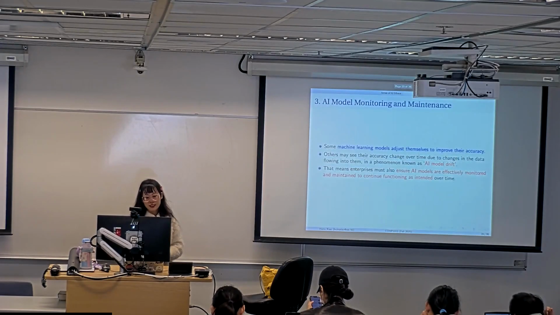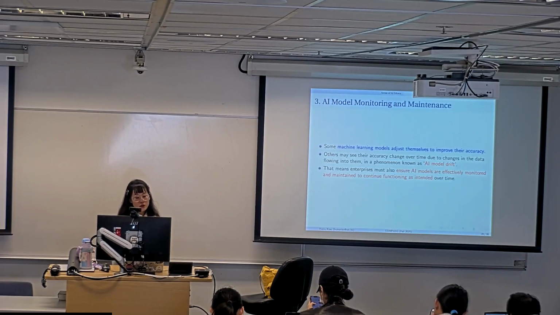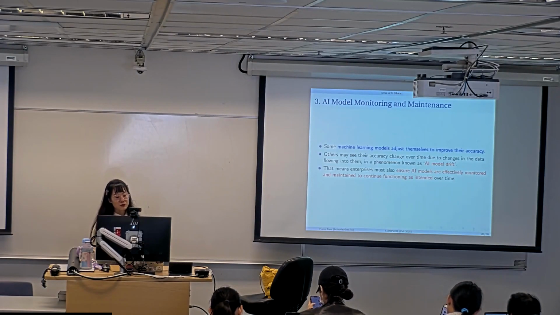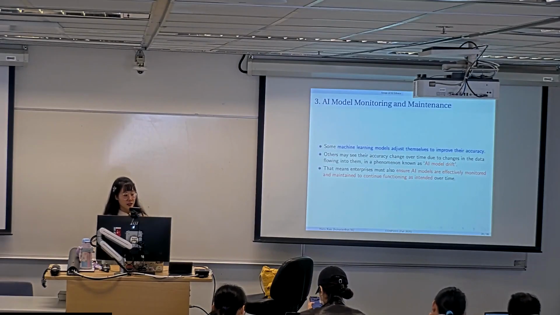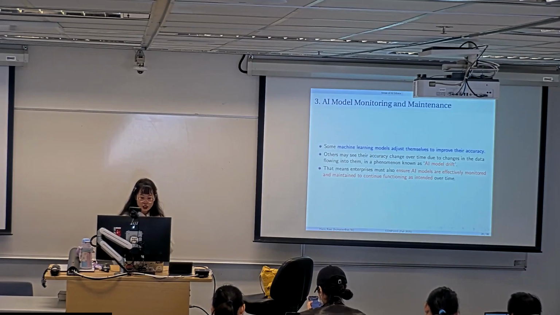And the third is about model monitoring and maintenance. We know some machine learning models adjust themselves to improve their accuracy. Right, when you're building your neural network model, you adjust some layers, like changing the number of nodes in some layers, and then the accuracy will change. Whenever you adjust your model a little bit, possibly the accuracy will also change accordingly.